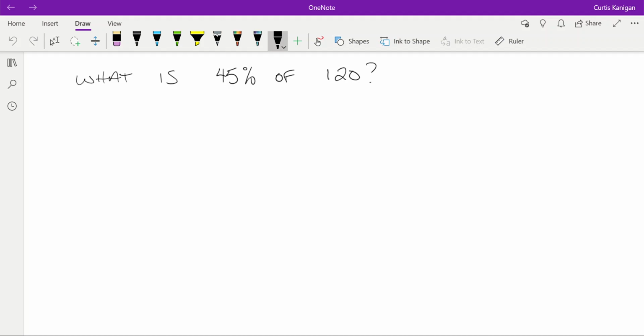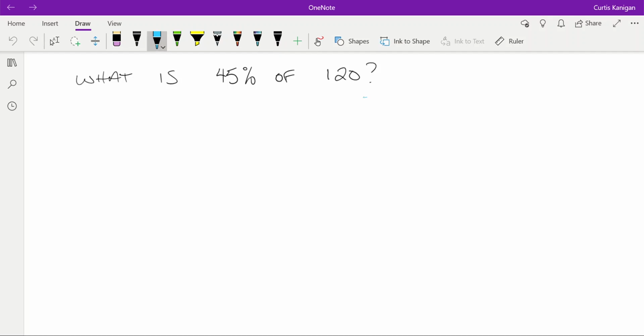Alright, so now we need to look at figuring out percent of a number. Okay, we already know that percent is out of 100. We know that percentage when it's under 100% is going to be less than 1. So based on that, you should be able to estimate that 45% of 120 is going to be around half.